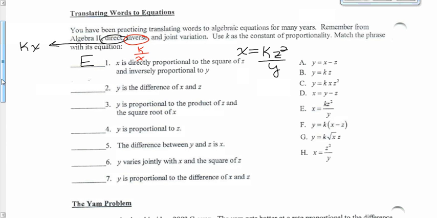So at this point, what I would like for you to do is finish these matching ones down through 7. So go ahead and pause the video now so you can do those.